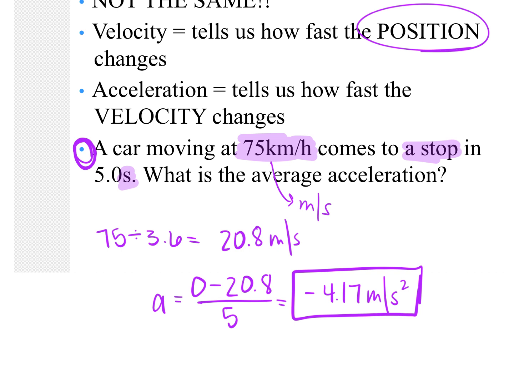Okay, so this problem, we really needed to pay attention to the context clues that told us it was coming to a stop. That tells us final velocity. Did we remember to put 0 minus 20.8? It's really common for us to get into a habit of saying, oh, we're going to take velocity divided by time. And we would have still gotten 4.17, but the negative comes from the fact that we took 0 minus our initial velocity. So just make sure we're being cognizant of that. If our final velocity is 0, we need to look at that. So in this case, we were moving in the positive direction and slowing down, which gave us a negative acceleration that matches our rule. Okay?